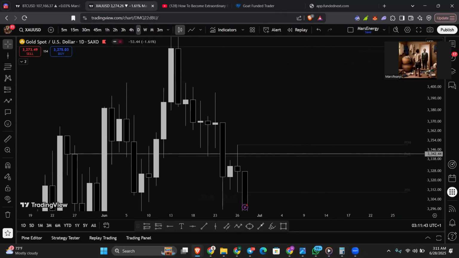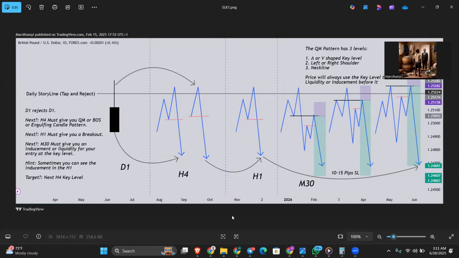Like I've explained earlier, once you have that tap and reject, you go down to H4. If your storyline is starting from the daily, once you have the tap and reject, go down to H4. In H4, you are looking for either a sweep of liquidity and a break of structure, or a breakout.